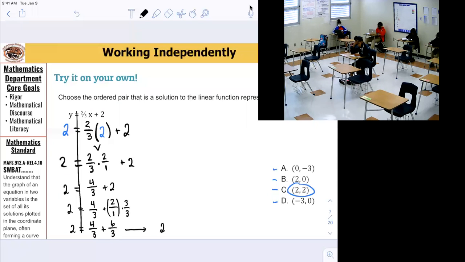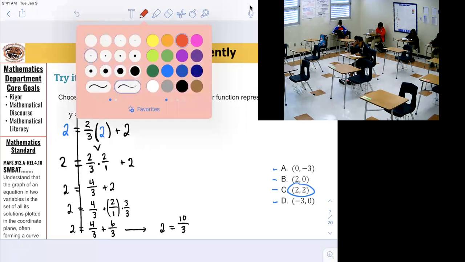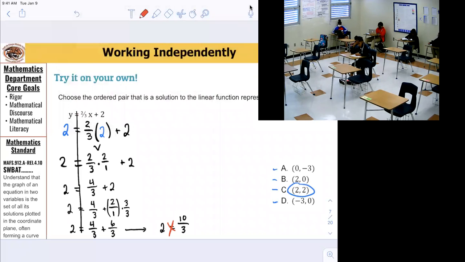Yeah, so this is 10/3. Does 2 equal 10 over 3? No. So answer choice C is out.